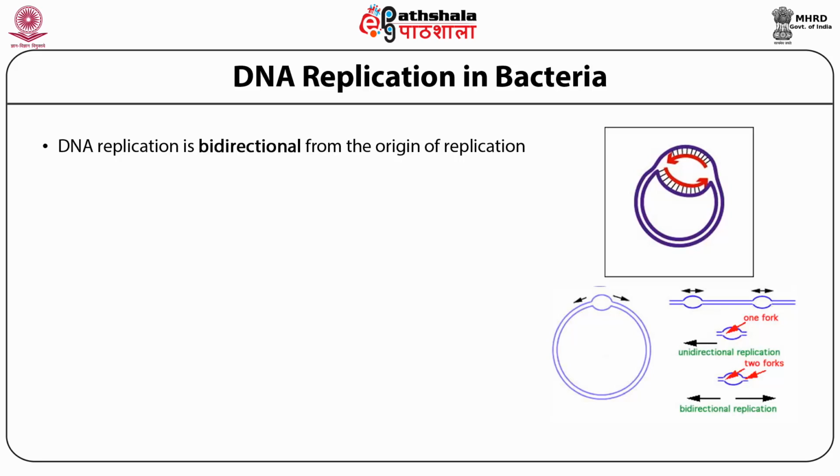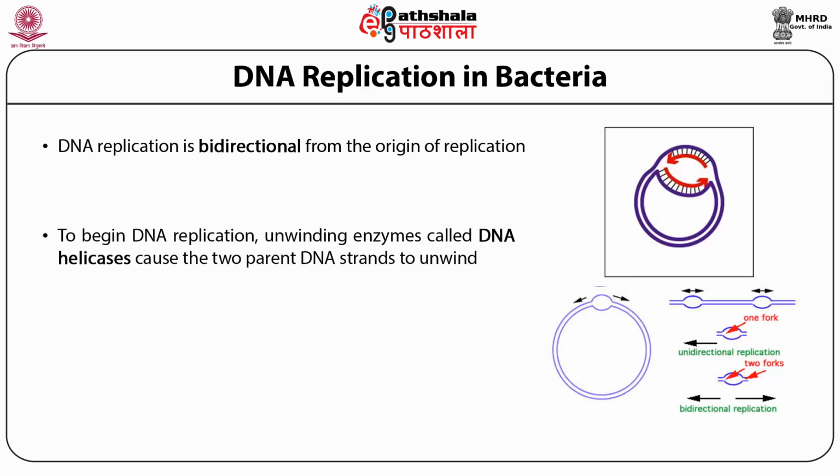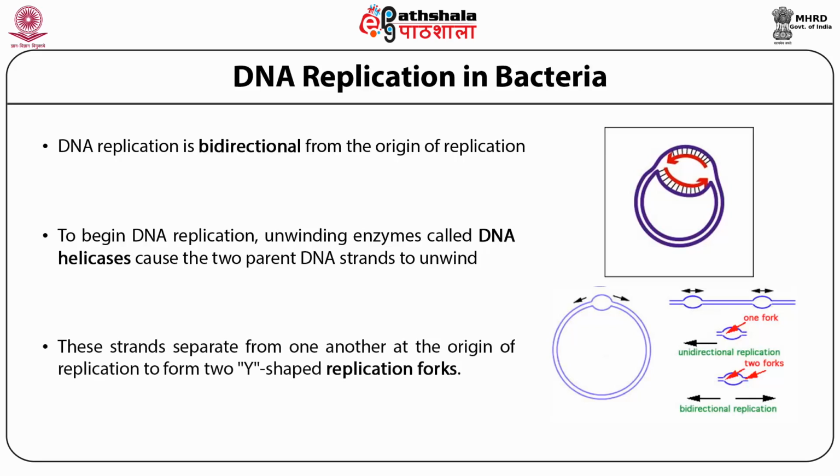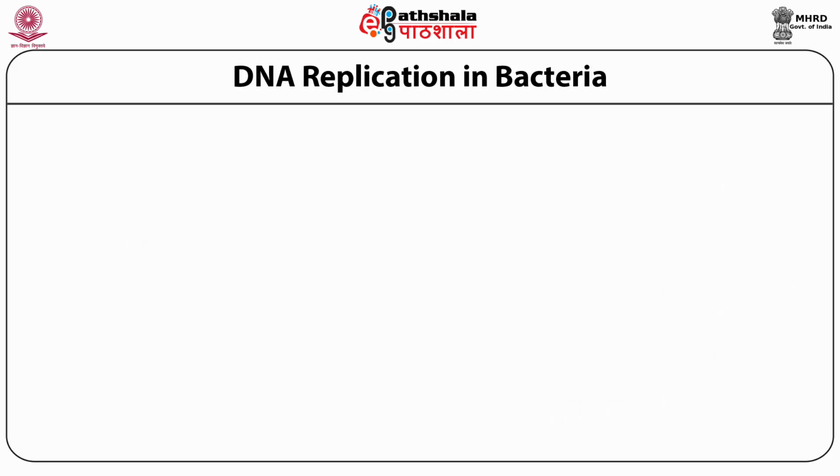Now, how does this separation of DNA take place at the origin? This is by a group of enzymes called DNA helicases. Their role is to unwind the two parent strands of DNA, and they form two replication forks which are Y-shaped, and these are bidirectional in case of bacteria. DNA replication in bacteria utilizes a number of proteins. One of them is the helix destabilizing proteins. Now, what are helix destabilizing proteins?